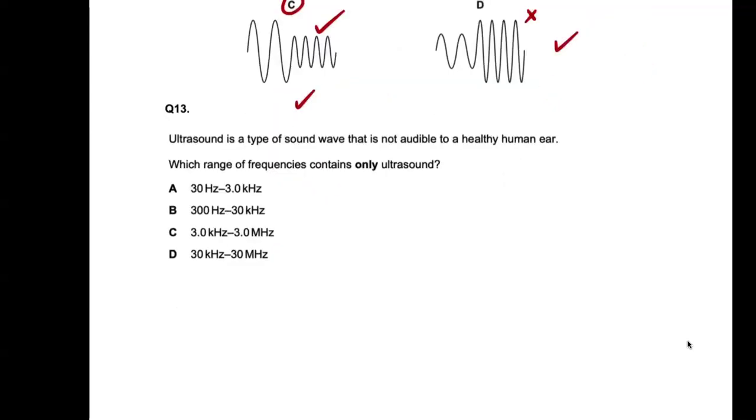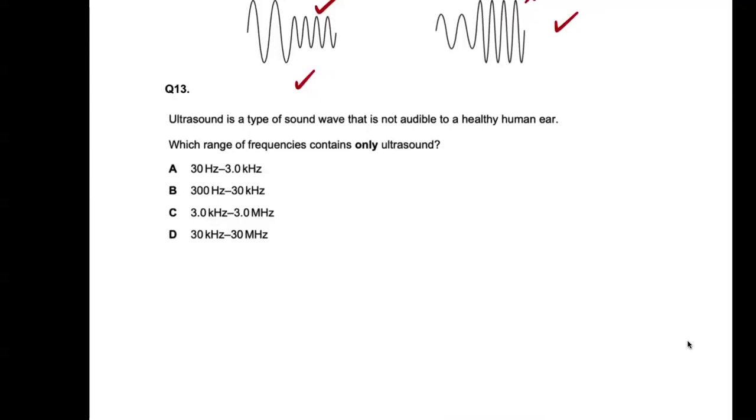Ultrasound is a type of sound wave that is not audible to a healthy human ear. We know this is the frequencies which are more than 20,000 hertz. Which range of frequencies contain only ultrasound? So 30 hertz to 3 kilohertz, definitely not. Again, it says only ultrasound. So anything ahead of 20,000 and the other range must also be ahead of that. So 3 kilohertz to 3 megahertz, not this. This is true because both of these are greater than 20,000 hertz.